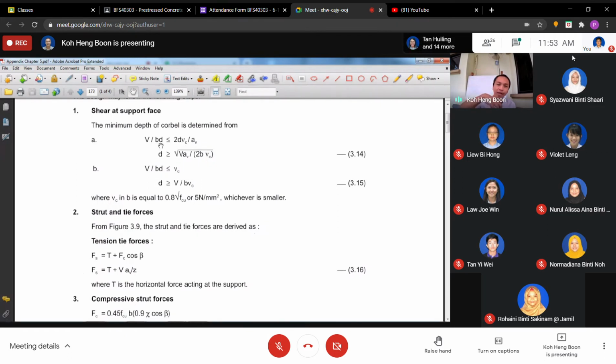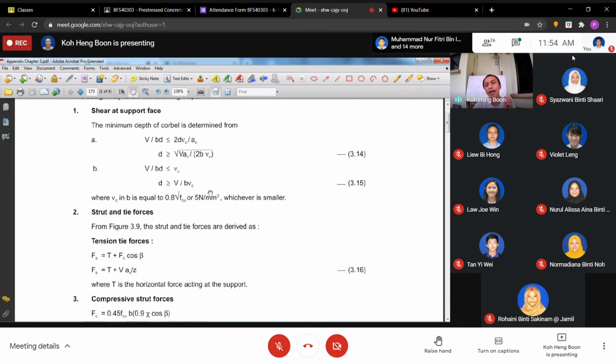The design stress means the stress applied due to the external load. Then it must be less than the allowable. VC is basically the concrete shear strength, the concrete shear stress here. Then we can enhance the VC by multiplying with 2d over av. Therefore, from here we can rearrange, and actually we can get the d here.